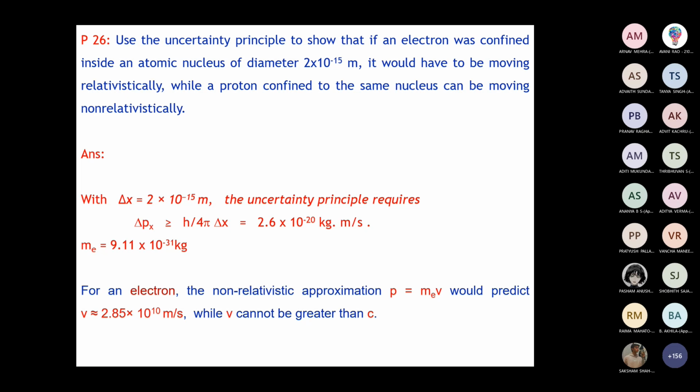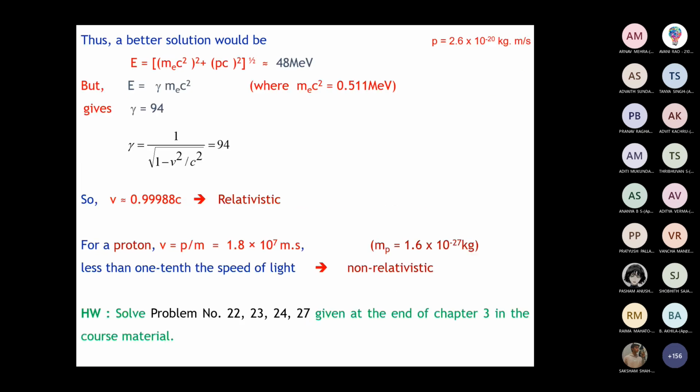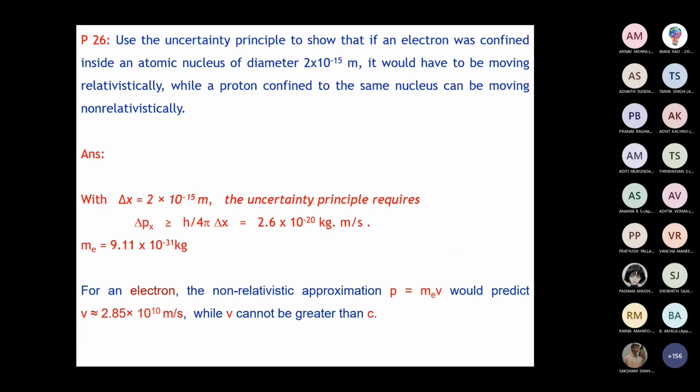Sorry, there was a disturbance. If you use the non-relativistic equation and try to estimate the v, you will notice that the speed will be 2.85 times 10 raised to 8, right? This is wrong, because this value cannot be greater than c.